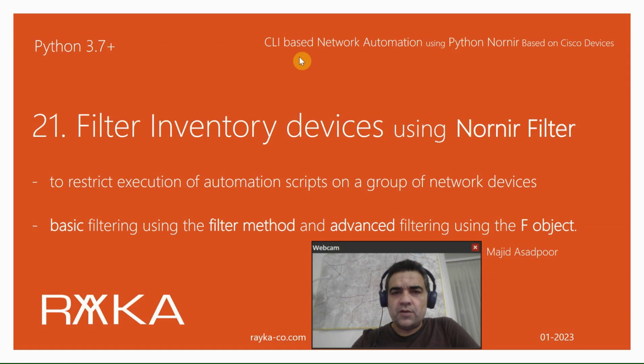Welcome to another video of CLI-based network automation using Python Nornir based on Cisco devices. In this section, we'll talk about the Nornir filter function, which is used to limit the execution of an automation script to a group of network devices instead of running on all devices. We will use two methods: basic filtering using the filter method and advanced filtering using the F object.